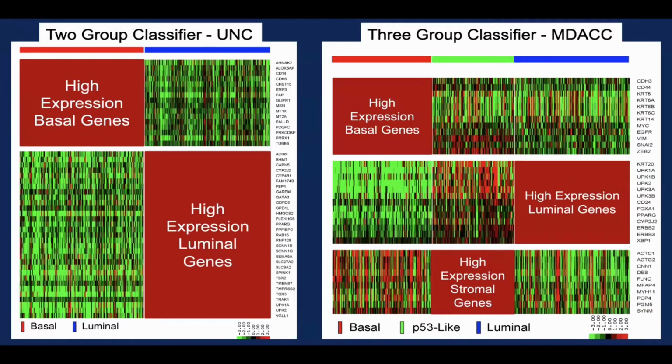And this group is called the p53-like category. It has nothing to do with p53 mutations. p53 is a gene that is sort of a marker of senescence. So active p53 expression indicates a relatively senescent group of tumors, which is important. I'll show you later for response to chemotherapy.